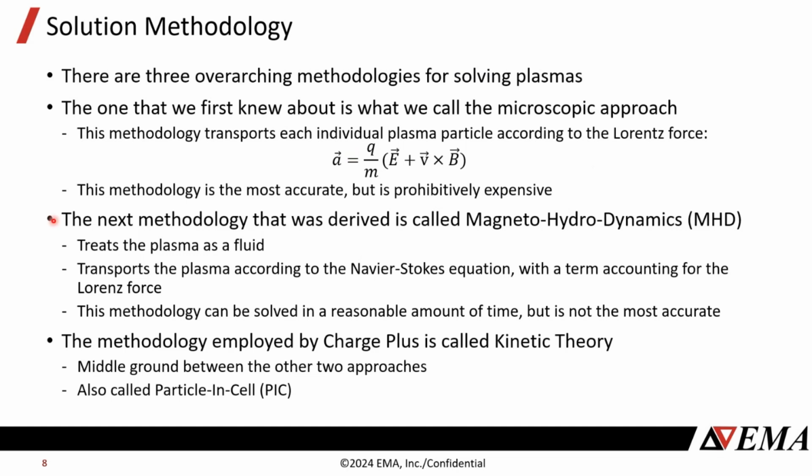So very expensive. And the next methodology that we have is called magnetohydrodynamics, or MHD for short. This approach will treat the plasma as a fluid. And so the transport equation in this case is going to be the Navier-Stokes equation. But the Lorentz force does still show up, as there's going to be a term in the Navier-Stokes equation to account for it. This methodology can be solved in a reasonable amount of time, but it's not the most accurate. In particular, it really tends to struggle with simulating electrons, since they are moving at very high velocities.